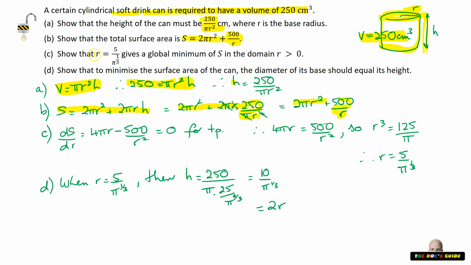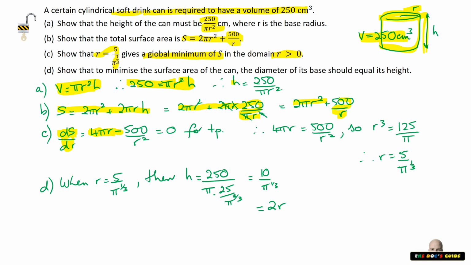We want to show that this value of r, which looks awful, gives us a global minimum in the domain r greater than 0. So we want the first differential, which is 4 pi r minus 500 on r squared. So remember, that was when we differentiate 500 on r. That's really 500 r to the minus 1. So that will be minus 500 r to the minus 2, which is what we have here.